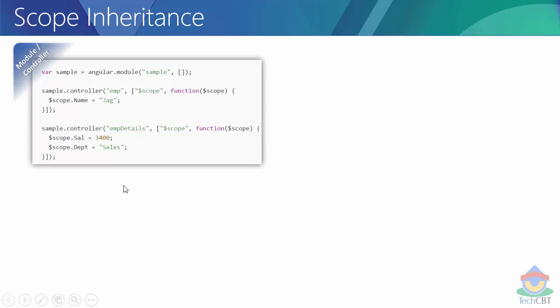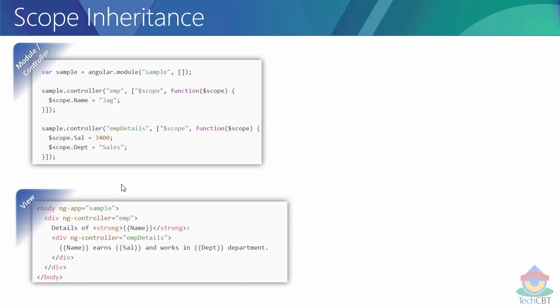Imagine I have a module and a controller defined in this fashion. And certainly I will also have a view which has a direct link to the modules and the controllers we have created at this stage. So you can see this particular sample is currently directly linked to this module. So let us see how the execution takes place.